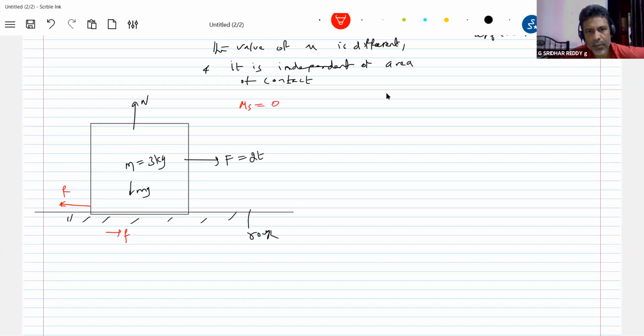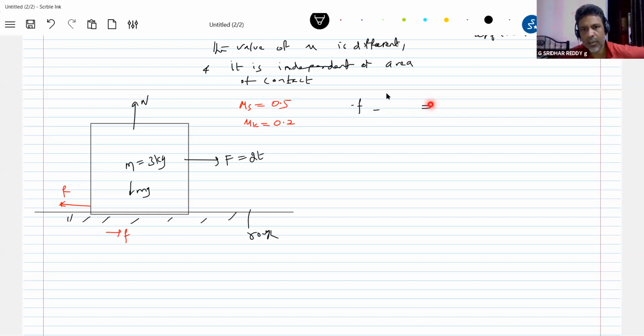Mu s equal to say 0.5, mu k will be 0.2. Then what is the kinetic friction? Already we have a formula, no? How to calculate kinetic friction. Kinetic friction is given by Fk equal to mu k into N. Mu k is how much?